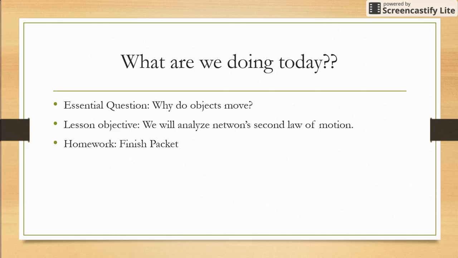What are we doing today? Our essential question is, why do objects move? Our lesson objective is we will analyze Newton's second law of motion, and our homework is to finish our packet.